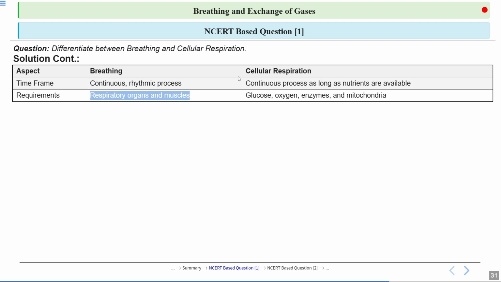Okay, clear? Cellular respiration utilizes glucose, oxygen, enzymes, and the mitochondria. For breathing, respiratory organs and muscles are required. For cellular respiration, glucose, which is the respiratory substrate, is required. Oxygen is required, so in the presence of oxygen, glucose is broken down. Then enzymes are required for carrying out this metabolic reaction. And then mitochondria: within mitochondria, this cellular respiration occurs. Mitochondria is known as the powerhouse of the cell. It generates ATP through respiration.